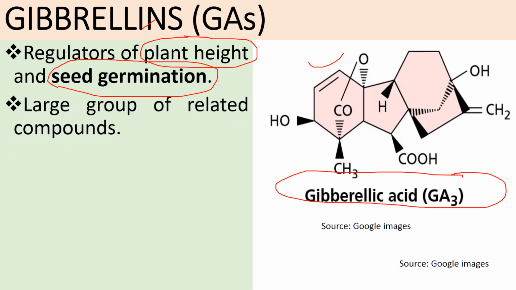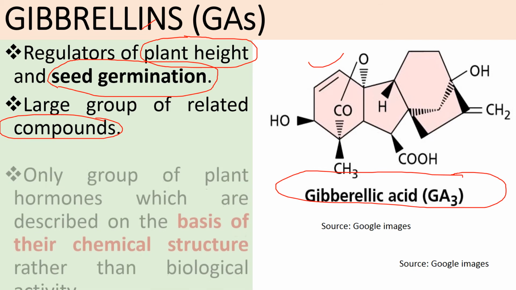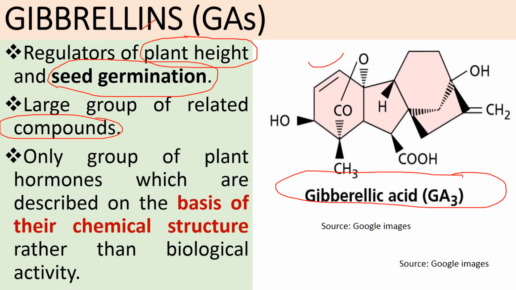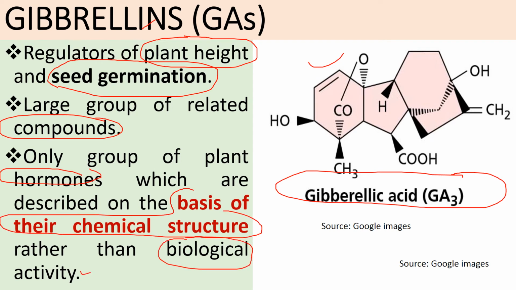It is a large group of related compounds, and it's the only group of plant hormones which are described on the basis of their chemical structures rather than their biological activity. So this is the only chemical substance जिसको हम differentiate और describe करते हैं on the basis of its chemical structure rather than its biological activities. So बहुत सारी variety of chemicals present होते हैं gibberellic acid. They are of different types.